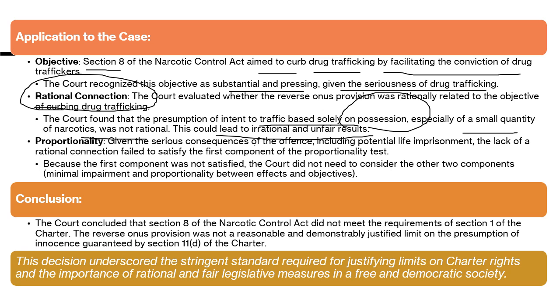Given the serious consequences of the offense, including potential life imprisonment, the lack of rational connection failed to satisfy the first component of the proportionality test. Because the first component was not satisfied, the court did not need to consider the other two components like minimal impairment and proportionality, because the very objective and the rational connection were lacking. So what was concluded? The court concluded that Section 8 of the Narcotic Control Act did not meet the requirement of Section 1. The onus provision was not a reasonable, demonstrably justified limit.